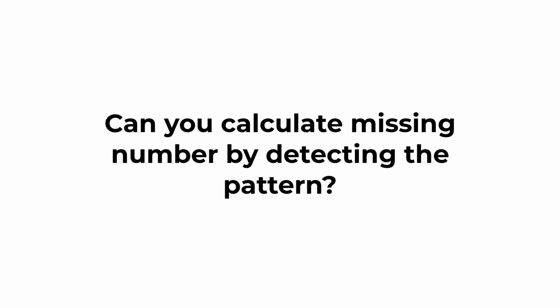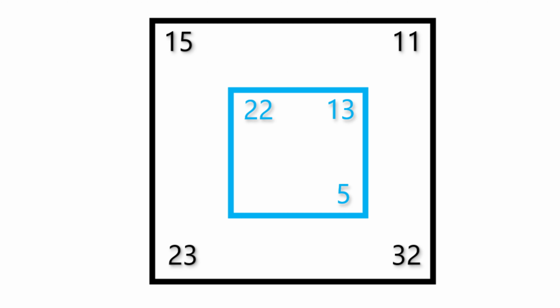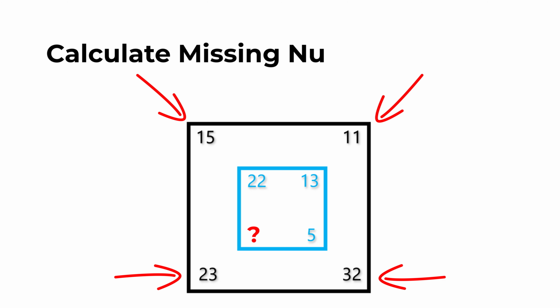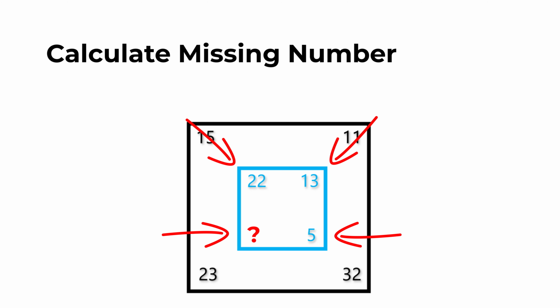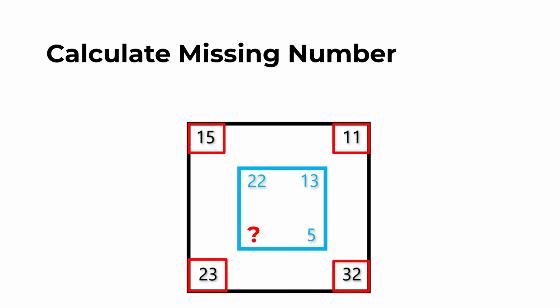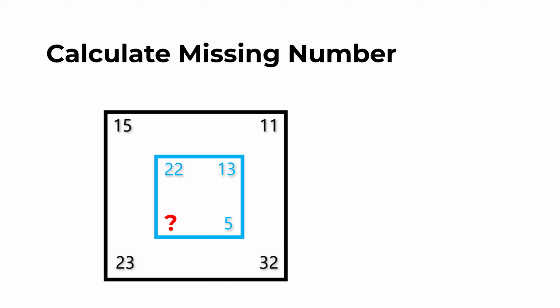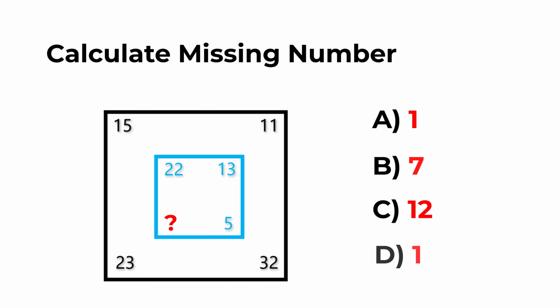This is a very interesting question which requires you to do calculations based on the pattern that you need to detect. You're presented with 2 squares. A small square is located inside the larger square. There are numbers in all corners of the larger square as well as in all corners of the smaller square. If we start looking at the numbers in the upper left corner and go clockwise, you see the numbers 15, 11, 32, and 23. In the smaller square, the numbers are 22, 13, and 5. And one number is missing. And this is the one that you need to calculate. Your choices are choice A, 1, choice B, 7, choice C, 12, choice D, 17.